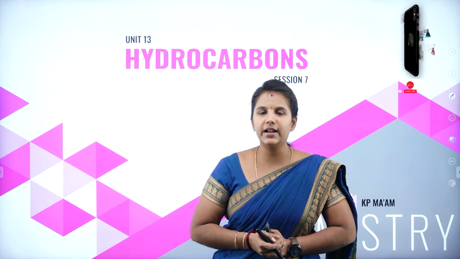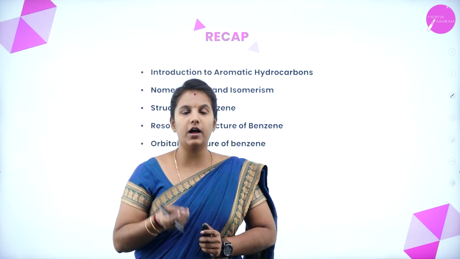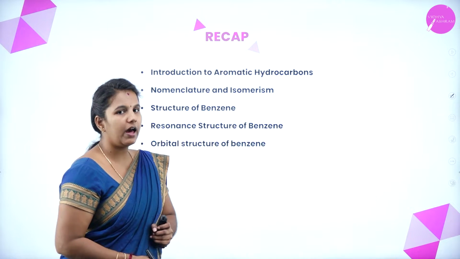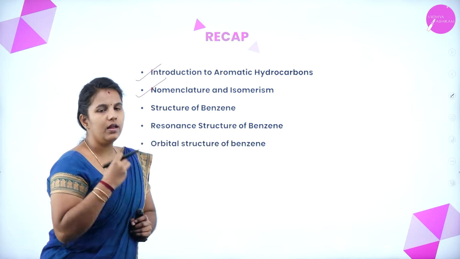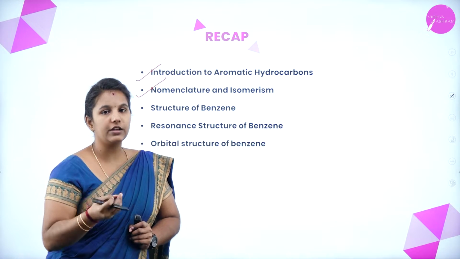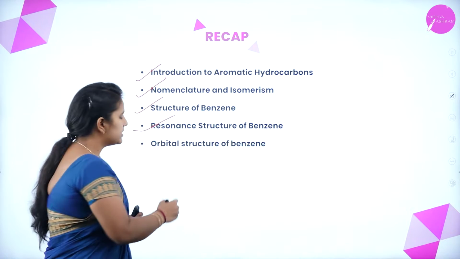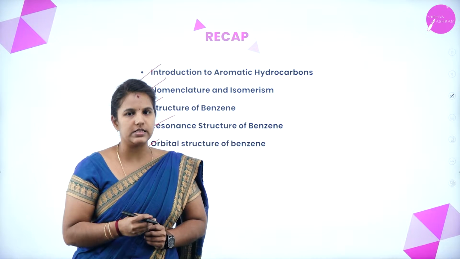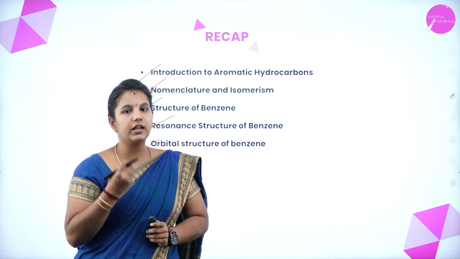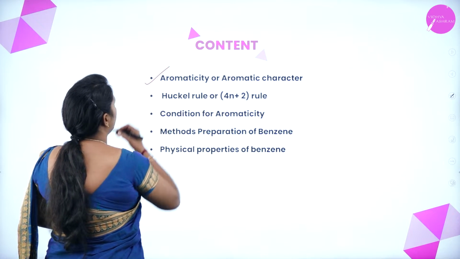My dear students, in our last discussion, we were dealing with the unit called hydrocarbons. Under that, we discussed the aromatic hydrocarbons and understood how to name them, and we learned what the actual structure of benzene is, the resonance structure of benzene, and also the orbital structure of benzene. Today, let us move on to the next topic of this unit, aromaticity.